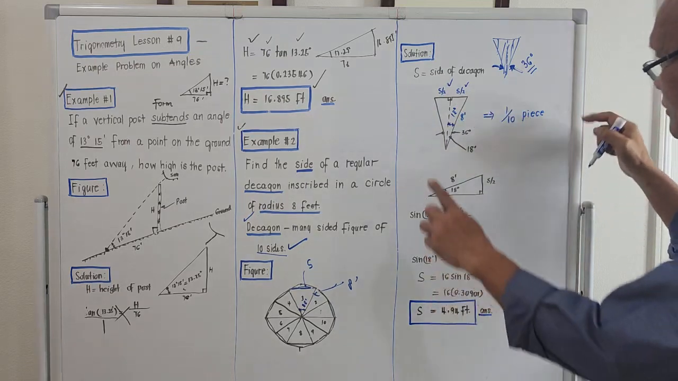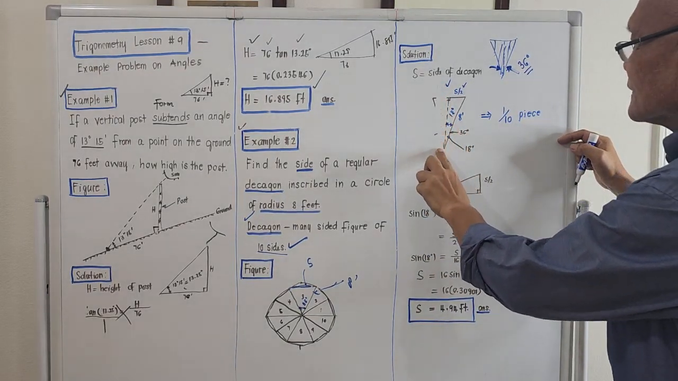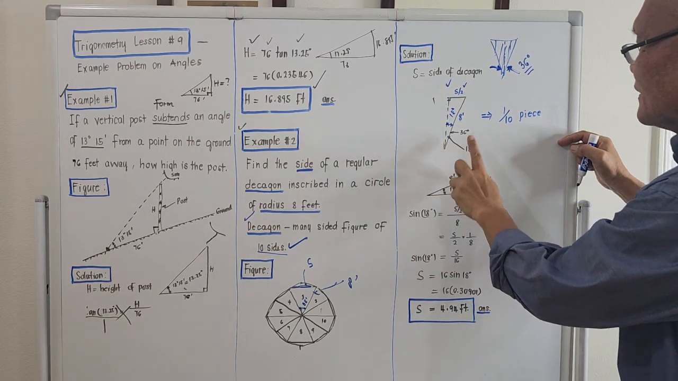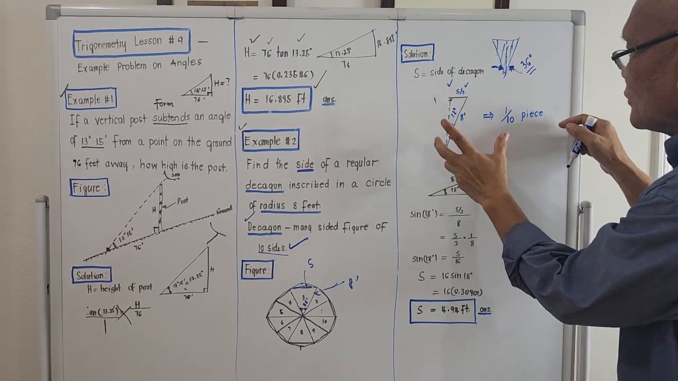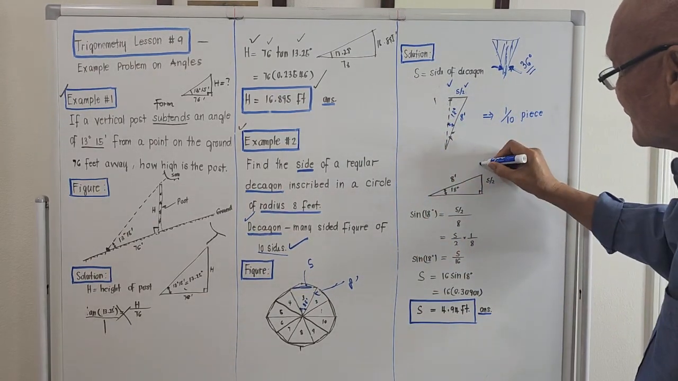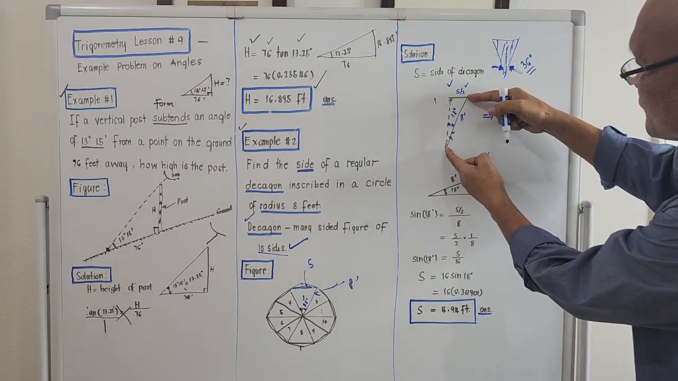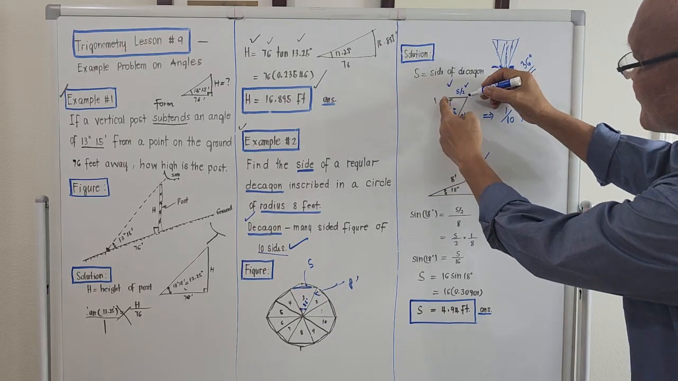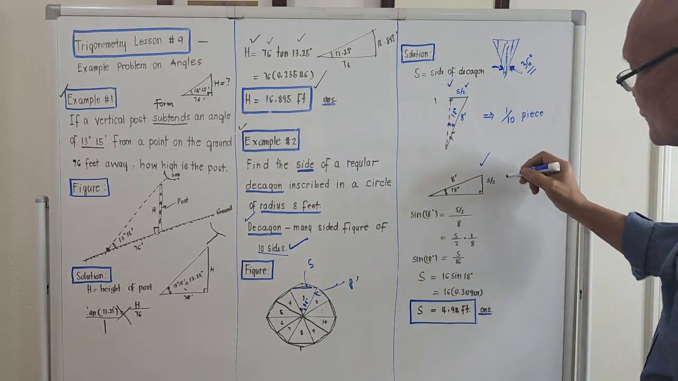Okay? Just take one half. We erase one half. Then we try to enlarge this one. It is this. Right? This is 18 degrees. This is actually the radius of the decagon. And this portion here is s over 2 because we cut it in half. So this is s over 2.